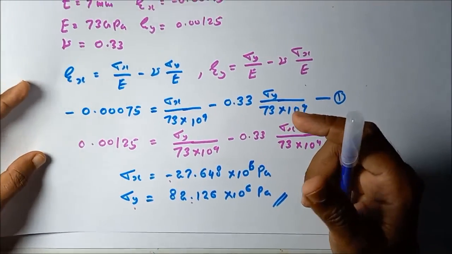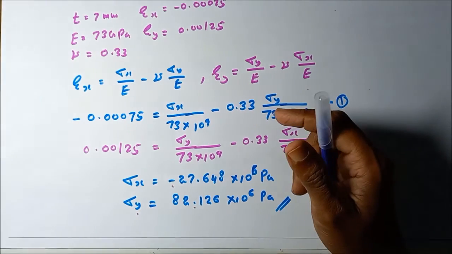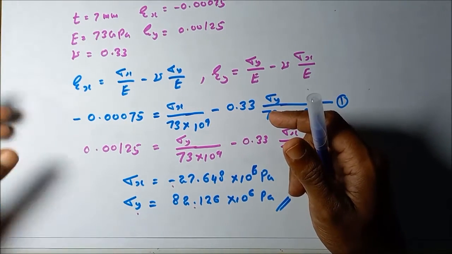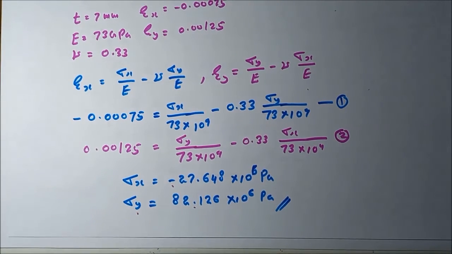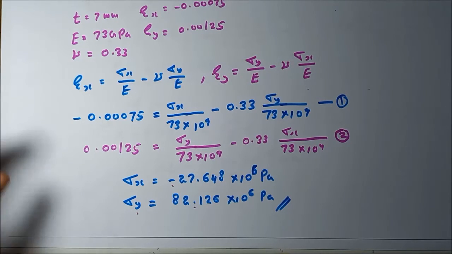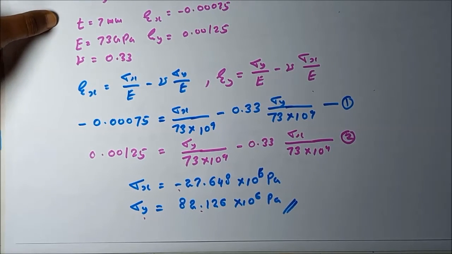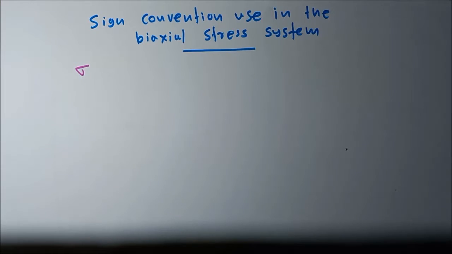Okay, this is how we use this theory, the Poisson ratio, the Poisson effect, when solving the problem. I think you all got a clearer idea of what the Poisson ratio and the Poisson effect are, and how that affects the deformation of the body. Then next we are going to discuss the sign convention used in the biaxial stress system.